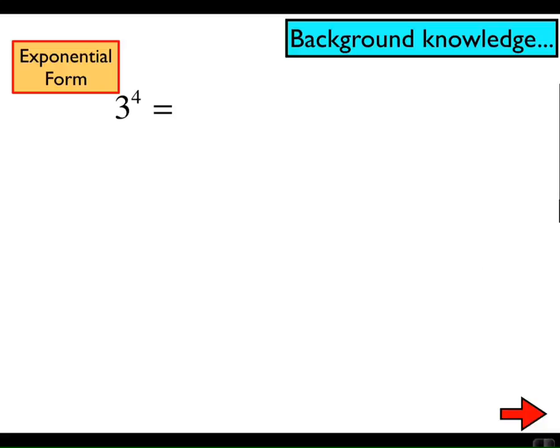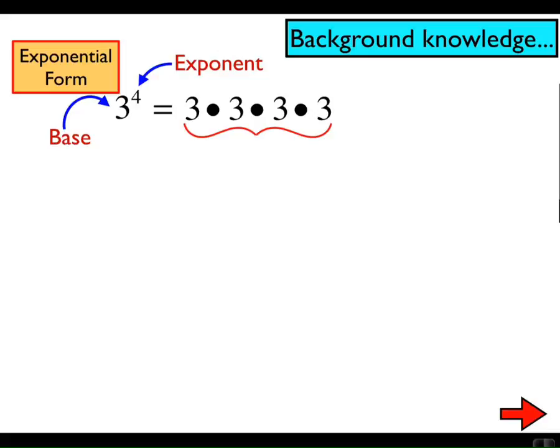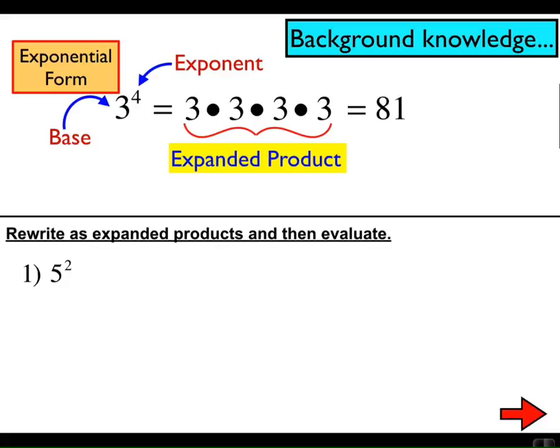So first of all, this is what we call our exponential form. So if I ever ask you, write it in an exponential form, this is what I would expect. I would read this as 3 to the 4th power, 3 is your base, 4 is your exponent, and this is what we would call our expanded product, okay? So here are some examples. If I was asked to rewrite and expand as expanded products and evaluate, I would expand it first, then multiply it out so that I can evaluate, okay?